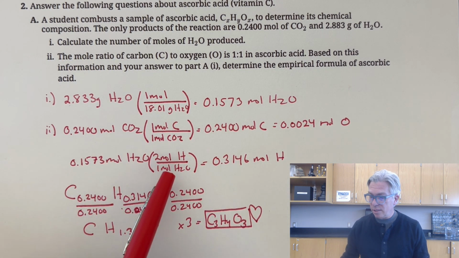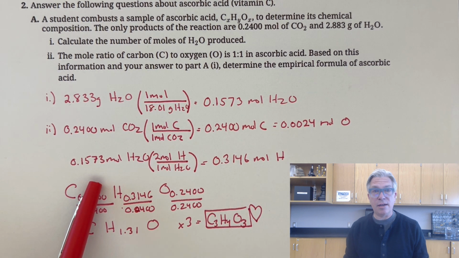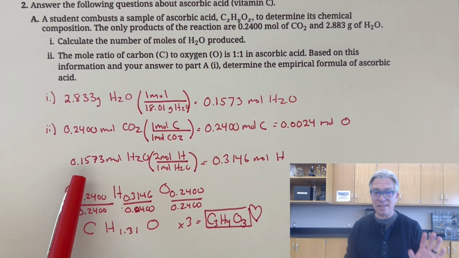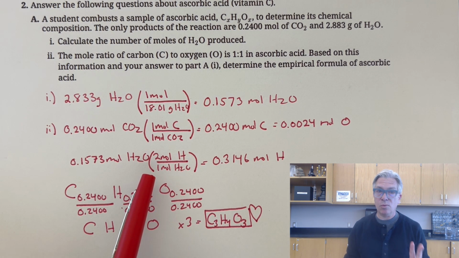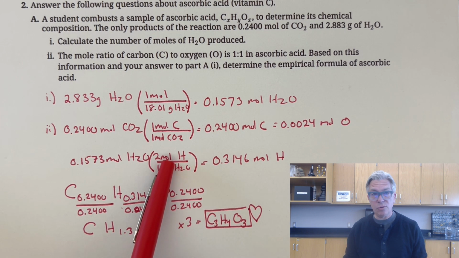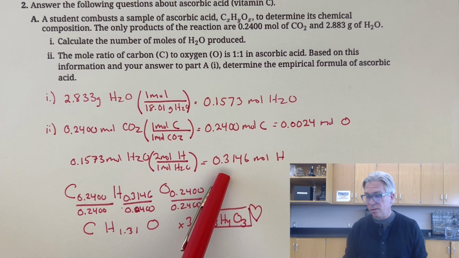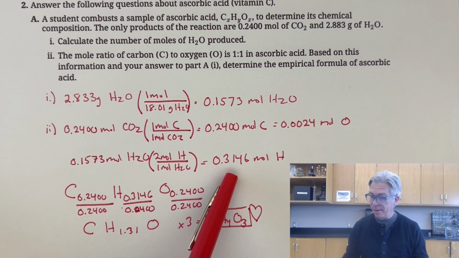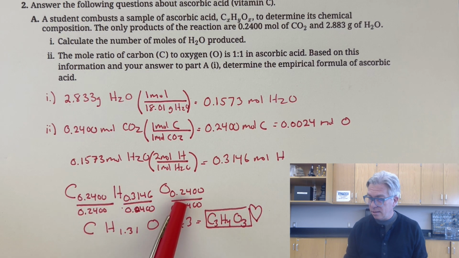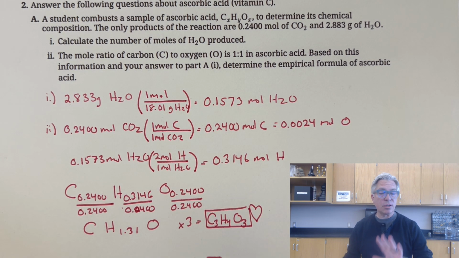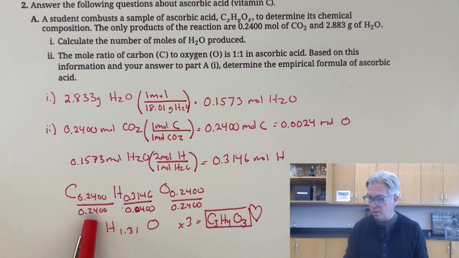Then I have to do a similar thing for this moles of water that I found. But the ratio is different though, because each water contains 2 hydrogens, not just 1. And so in every 1 mole of water, there are 2 moles of hydrogen. So a total number of moles of hydrogen is 0.3146, is what my calculator gave me. And so my formula now is C this, H this, O this. Now those are ugly numbers. We don't like them very much. So we divide them all by the smallest one, 0.24.